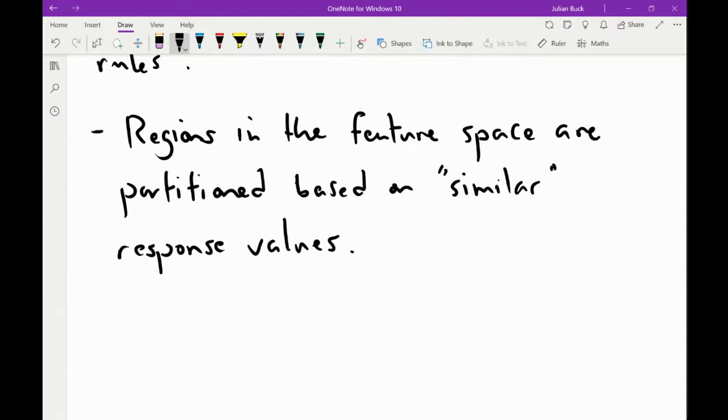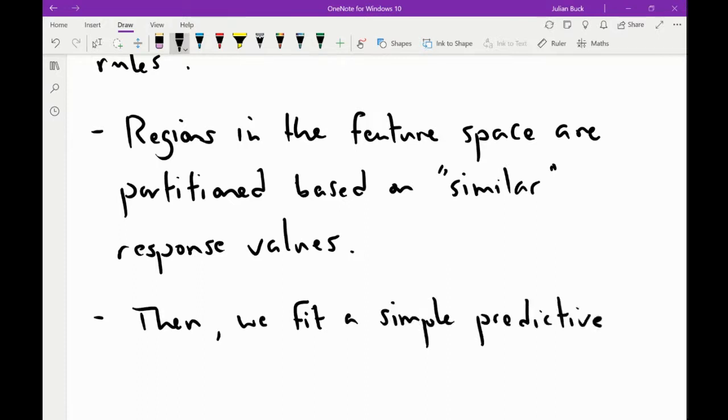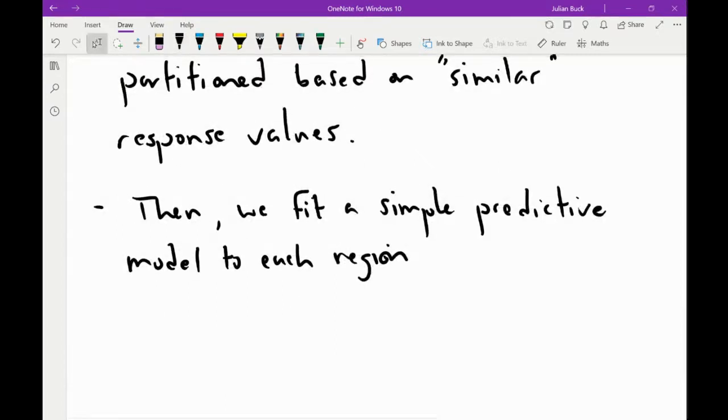And the idea is that we're splitting up, and then what we're going to do to make a prediction on a particular region is fairly straightforward. Okay. So then we fit a simple predictive model to each region. So we split up the feature space by similarity in response values in some way. And then for each of those regions that we were saying are similar, we make a prediction off of that region.